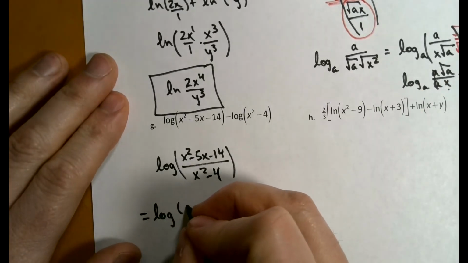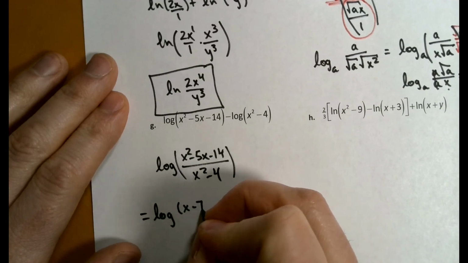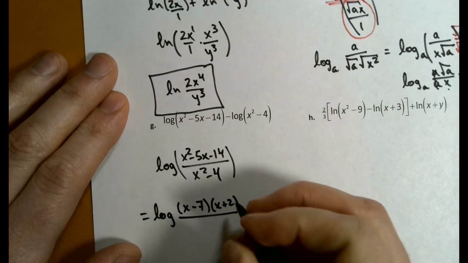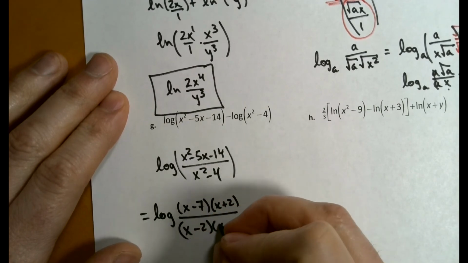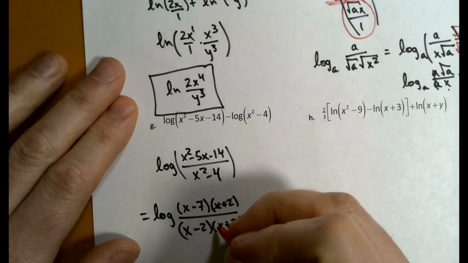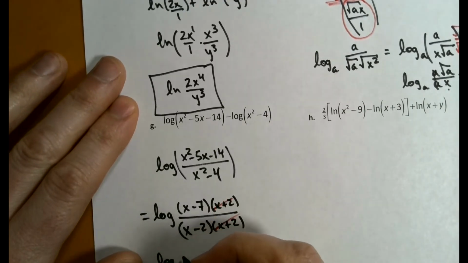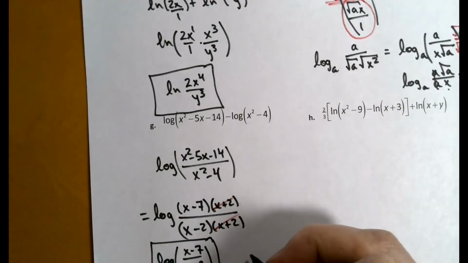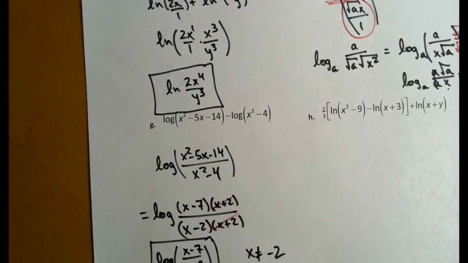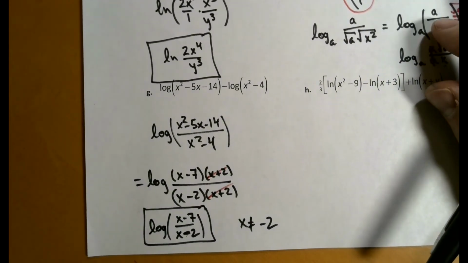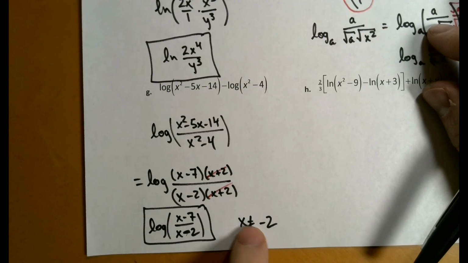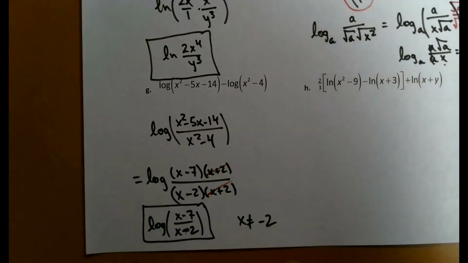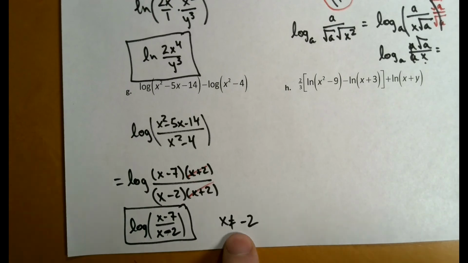And so I note that the numerator factors to x minus 7 times x plus 2, and the denominator factors to x minus 2 times x plus 2, and oh, there is a common factor, so we get log of x minus 7 divided by x minus 2 is our final simplified answer. We should note that x cannot equal negative 2 in this expression. It can currently in this new simplified one, but from here it couldn't. So we would have to make sure that was an exclusion. If you recall from our rational functions, this would be a point discontinuity, not a vertical asymptote.